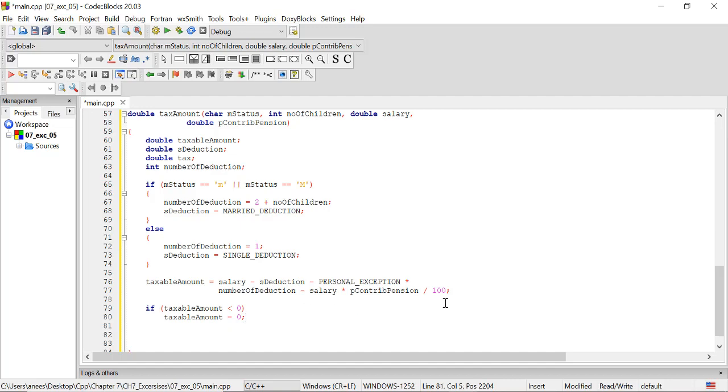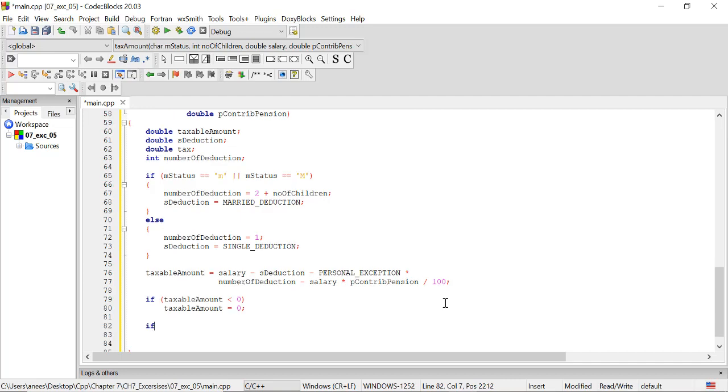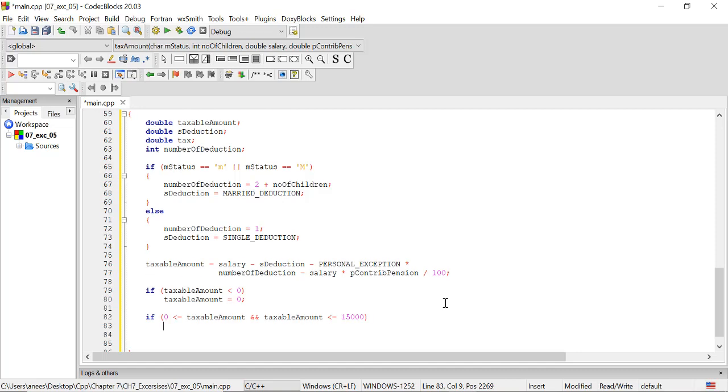And now, if 0 is less than or equal to the taxable amount, and the taxable amount is less than or equal to 1,500, actually I'm sorry, 15,000, then the tax is equal to the taxable amount times 0.15.